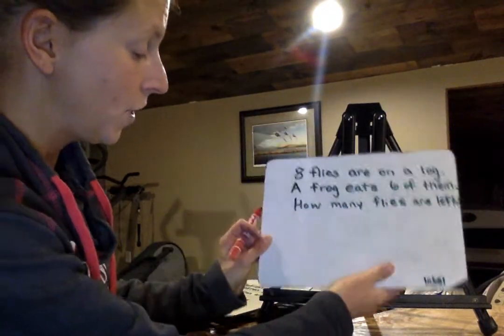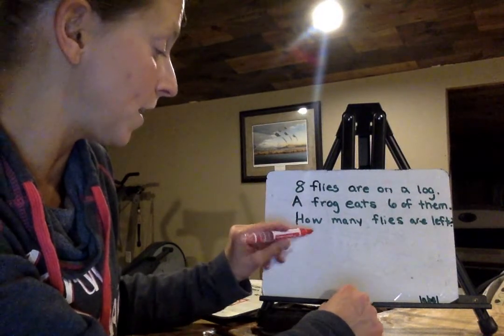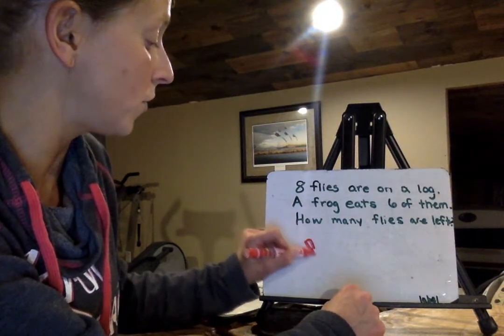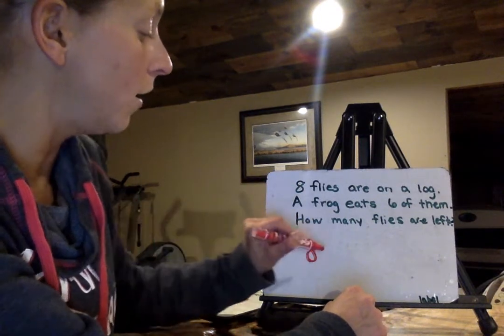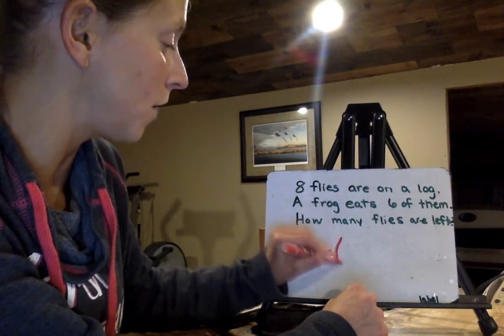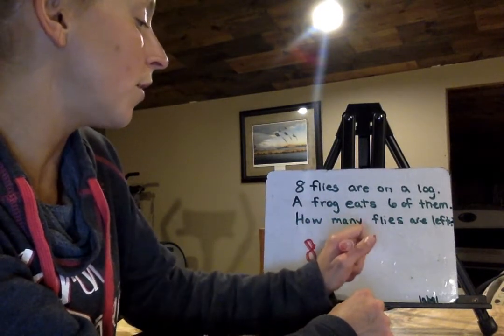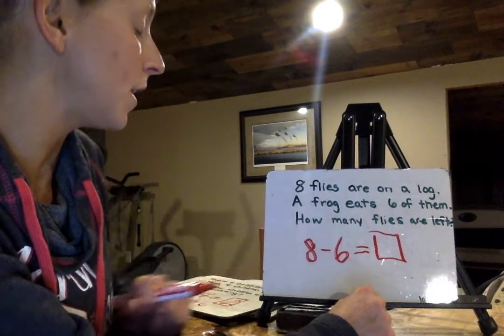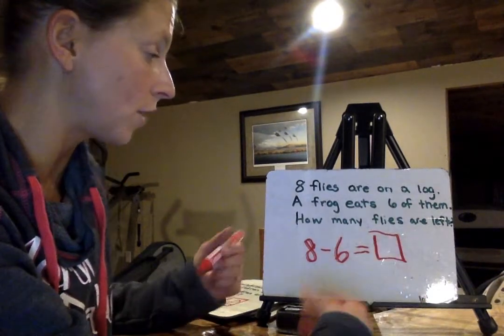Okay, boys and girls, so I hear 8 is our greatest number, so 8 is my total. We always start with a total when we write a subtraction problem. 8 flies are on a log. A frog eats 6 of them. How many flies are left? So our unknown partner or difference is right here. And you could go ahead and use your fingers to solve. You could use the circle drawing to solve.